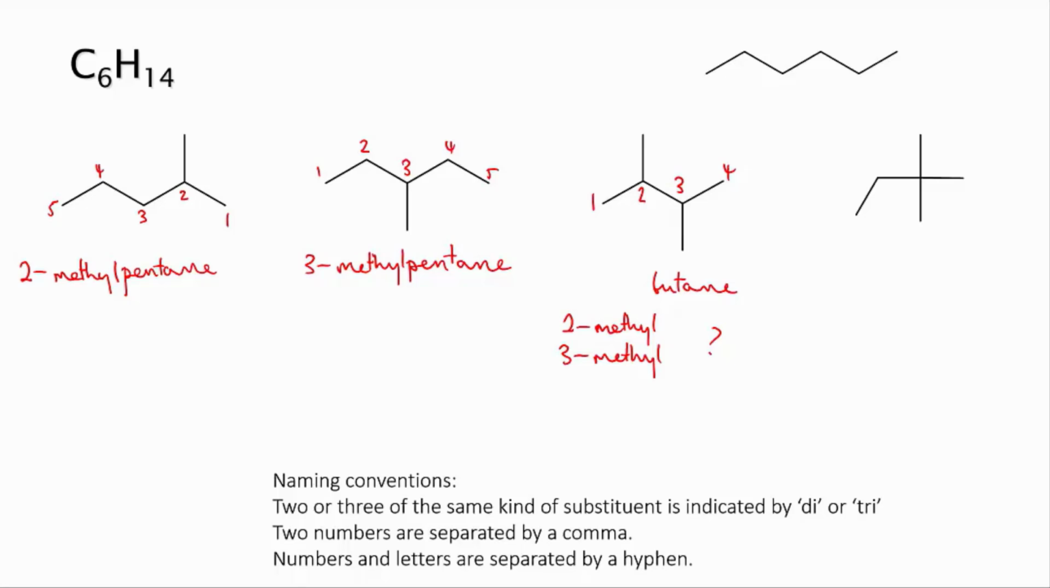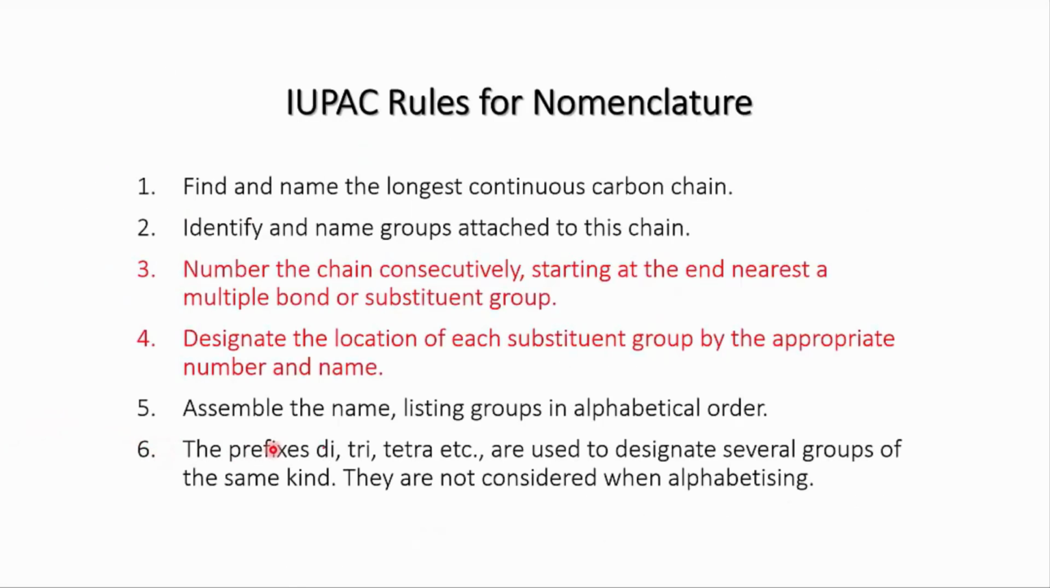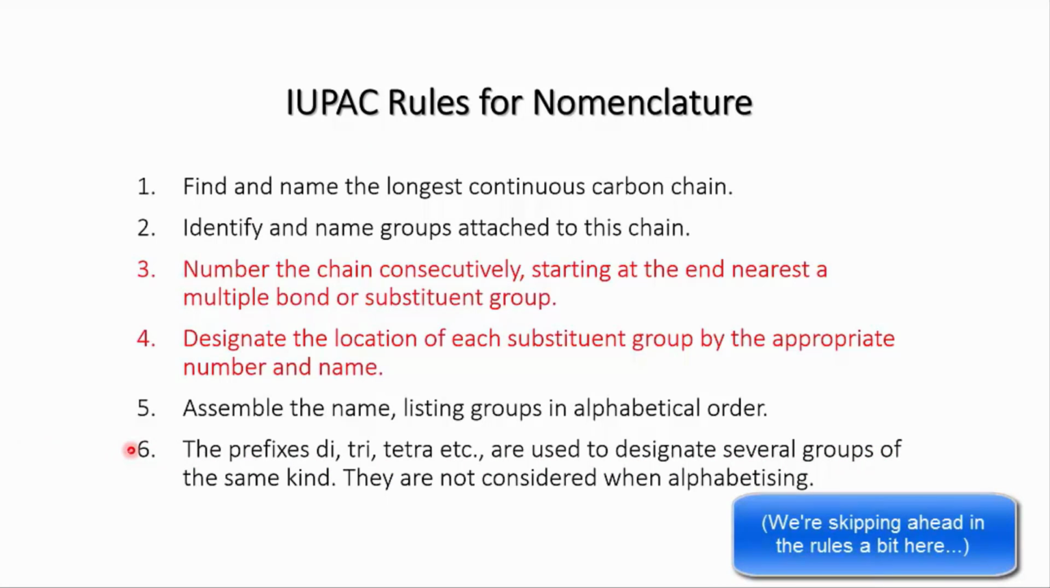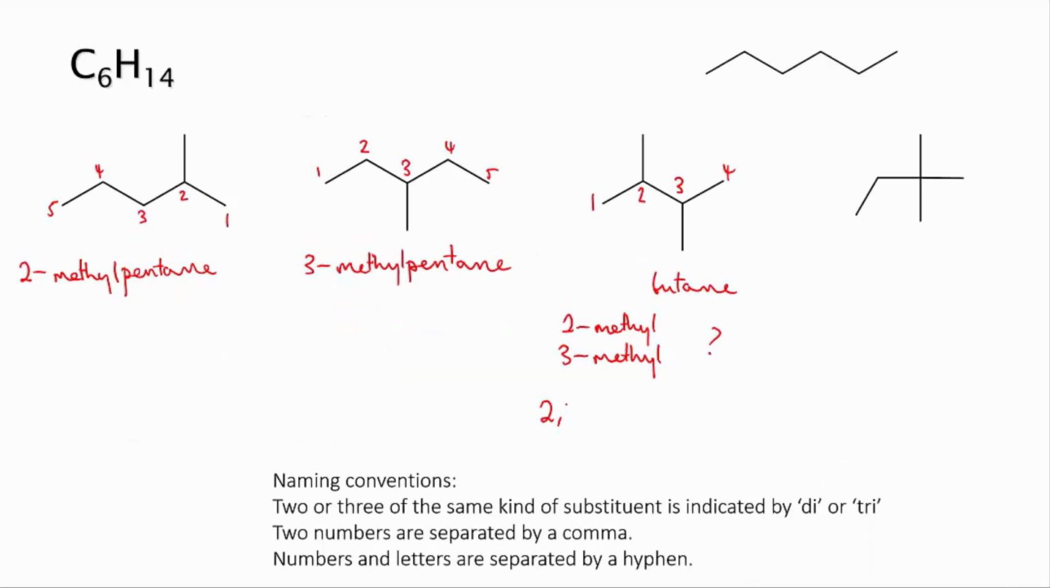So it turns out that the rules have a way for us to deal with this. What we do is we use the prefix di to indicate that there are 2 of the same kind of group. So this molecule is based on butane. It has 2 methyl groups, so we say dimethyl, and the carbons that they're attached to are carbons 2 and 3. So the final name of this molecule is 2,3-dimethylbutane. Note the comma between the numbers. We always separate numbers using a comma, and we separate numbers and letters using a hyphen.